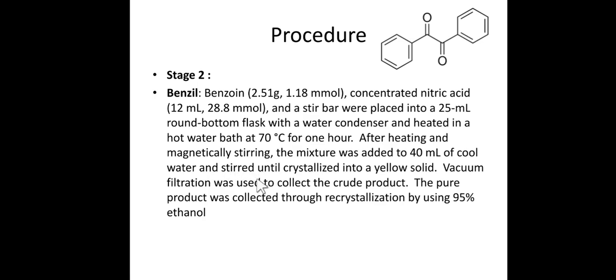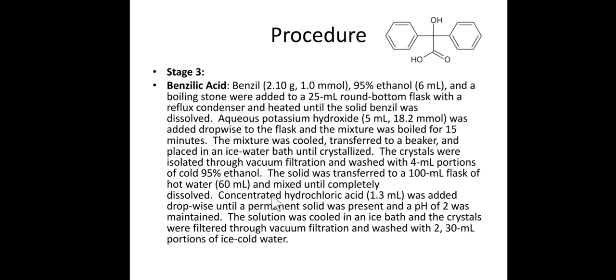After heating, the mixture was cooled and 40 ml of cold water was added to it. We need to stir until the crystalline yellow solid is obtained. That crystalline yellow solid is now filtered and then recrystallized using 95% ethanol. We need to record yield, MP and TLC for stage 2. Now the third stage is conversion of this benzil into benzilic acid.